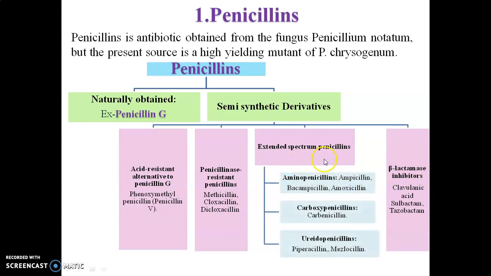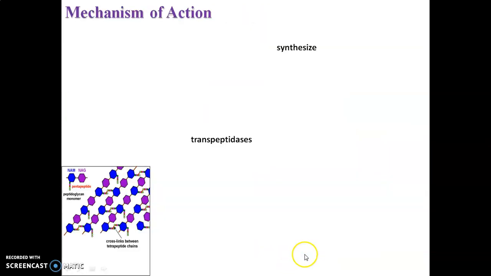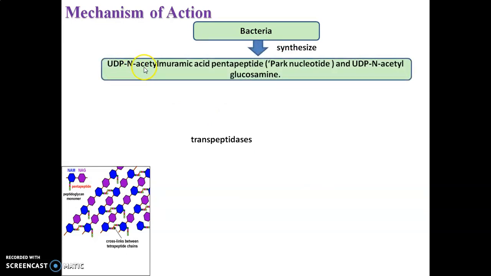The extended spectrum penicillin is further classified depending upon its structure into aminopenicillin, for example ampicillin, carboxypenicillin, for example carbenicillin, and ureidopenicillin, for example piperacillin. Then, what is the mechanism of action of penicillin or all the beta-lactam antibiotics? Bacteria synthesize UDP N-acetyl muramic acid pentapeptide, which is called the Park nucleotide, and UDP N-acetyl glucosamine. These are also called NAM and NAG.